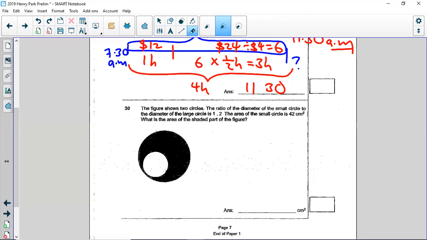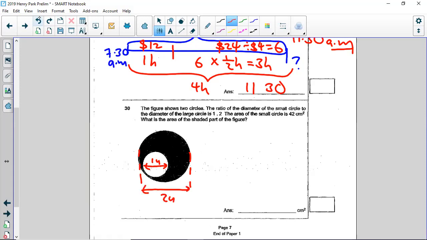The figure shows two circles. The ratio of the diameter of the small circle to the diameter of the large circle is 1:2. Okay, so the picture cannot be very clean. This is the diameter. Call it 1 unit, because that's what the ratio says. And the diameter of the bigger circle is 2 units. Okay, am I correct? Yeah, and immediately many of you will have done something wrong. You take the small circle area and you thought that it was 1 unit.